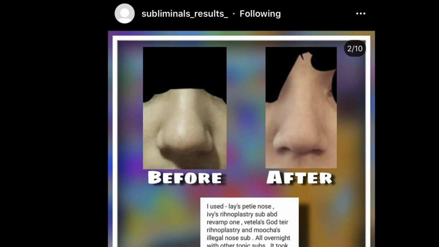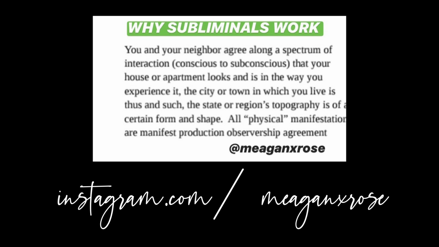Okay, so I really hope that this video helped you guys understand more about photography and how to take consistent subliminal before and after photos.